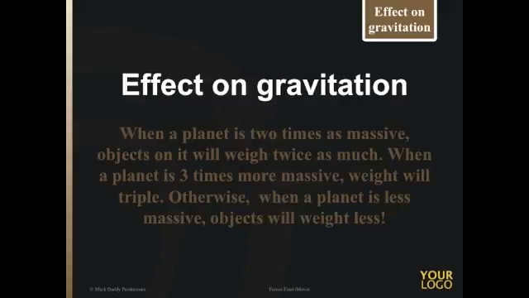Effect on gravitation. When a planet is 2 times as massive, objects on it will weigh twice as much, which explains why the moon has a lesser gravitational field than us. And this is it.